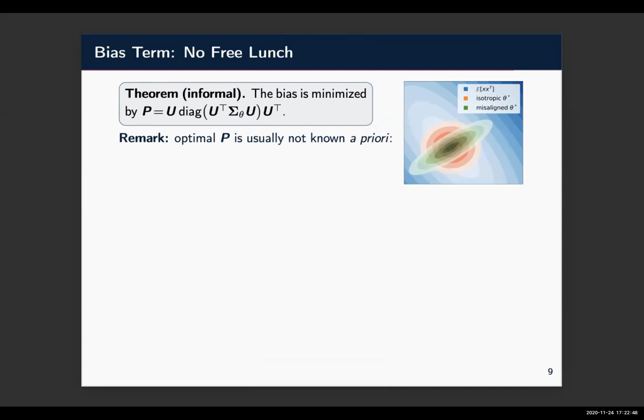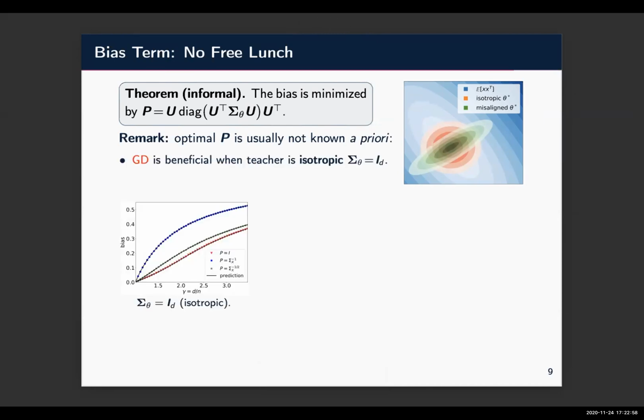So the comparison between gradient descent and natural gradient descent is going to depend on the alignment between the 2 covariances discussed earlier in the negative ridge result. When the parameters of the teacher models are isotropic, then gradient descent is going to win.